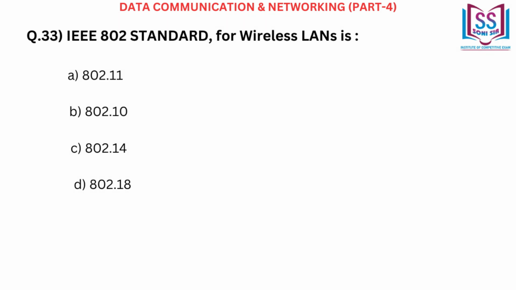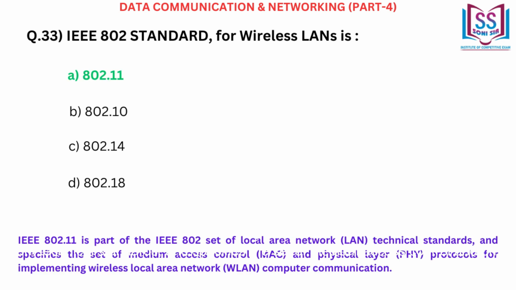IEEE 802 standard for wireless LANs is A, 802.11, B, 802.10, C, 802.14, D, 802.18. Correct answer A, 802.11. IEEE 802.11 is part of the IEEE 802 set of Local Area Network technical standards and specifies the set of medium access control and physical layer protocols for implementing wireless local area network computer communication.